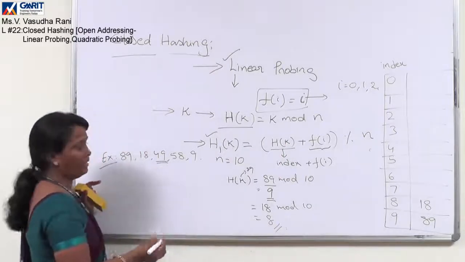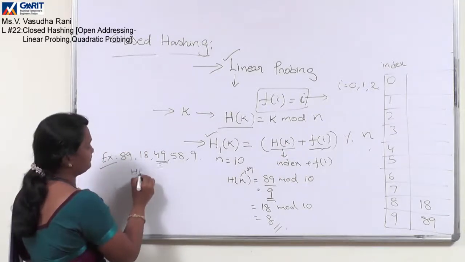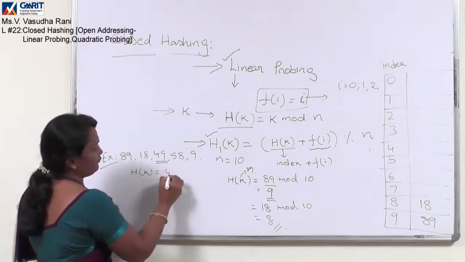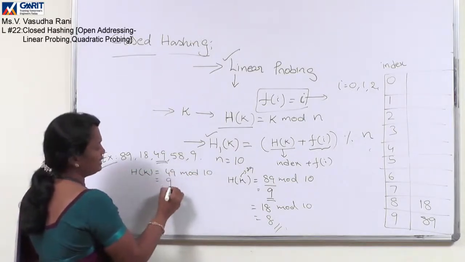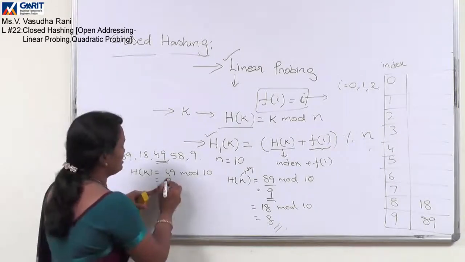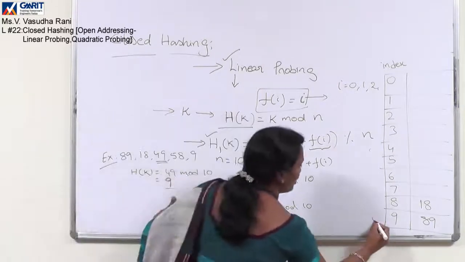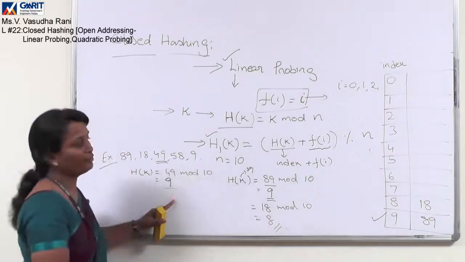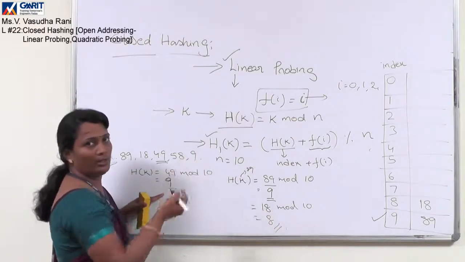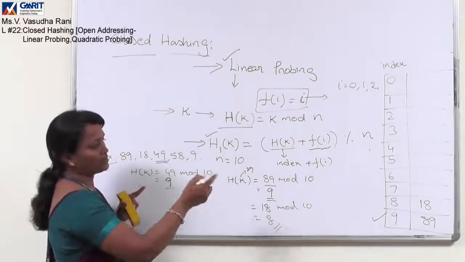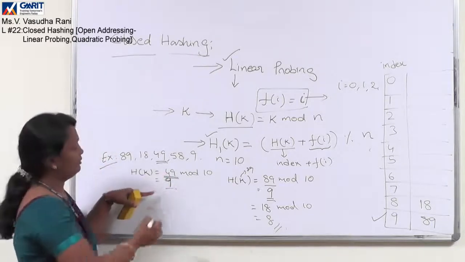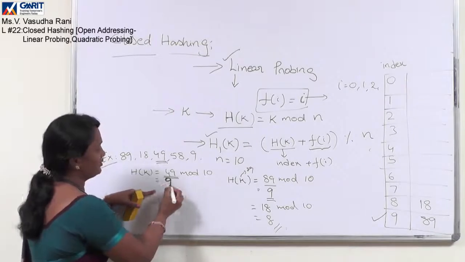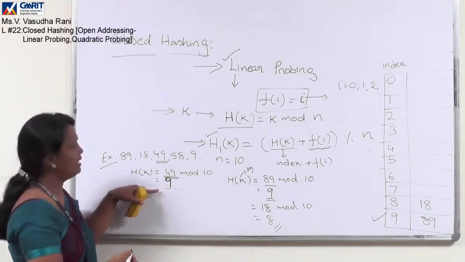Next it is 49. For 49 mod 10, it is giving us 9. This index value is already filled, so we have to find an alternate empty location for storing this second key value 49, which also refers to the same index 9.